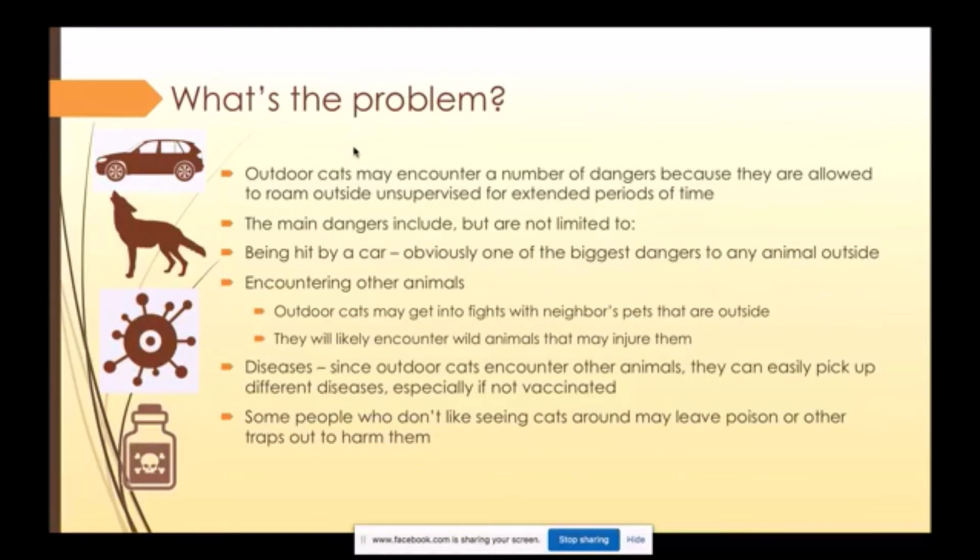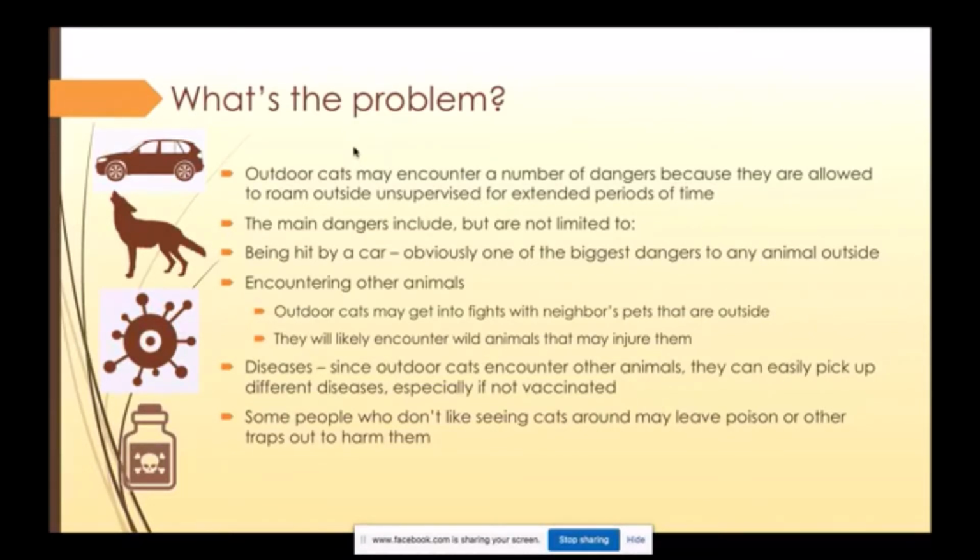So they might pick up rabies or distemper, which are the two big ones, but there are plenty of parasites, fleas, and other diseases related to mosquitoes and ticks that cats can easily get from wild animals or other animals when they're let outside. Also, there's an unfortunate thing to think about: not everybody likes cats. And like I mentioned, sometimes outdoor cats find their way into people's yards.